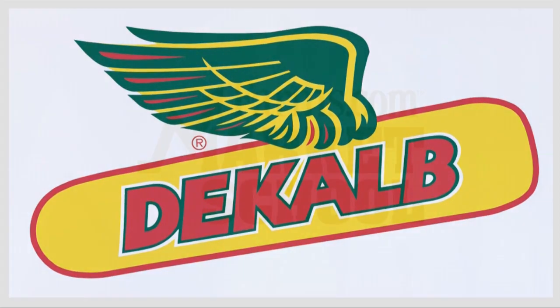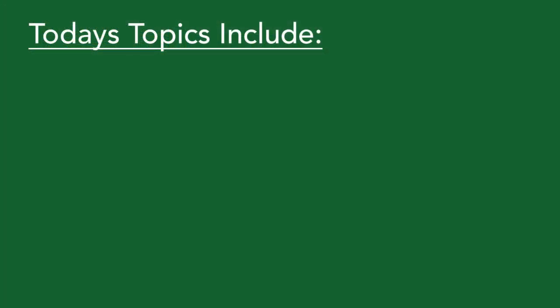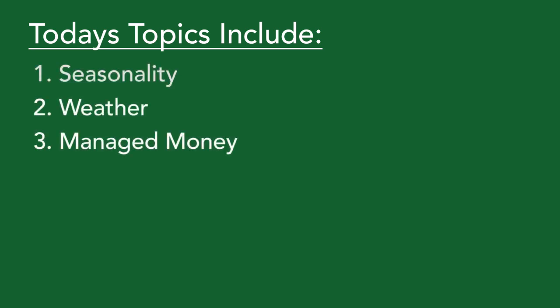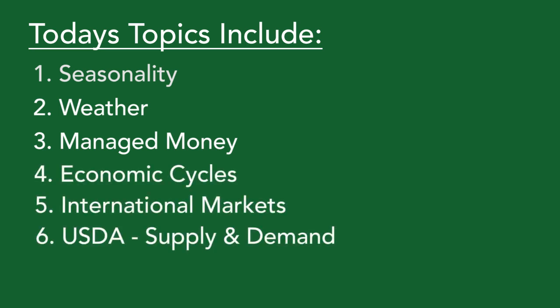DeKalb, growing confidence. Today's video is about the different factors that affect the volatility in grain prices. Today's topics include factors that cause volatility in grain prices. That includes seasonality, weather, managed money, the speculators, economic cycles, international markets, USDA supply and demand reports, and outside markets including stock markets, crude oil, currencies.